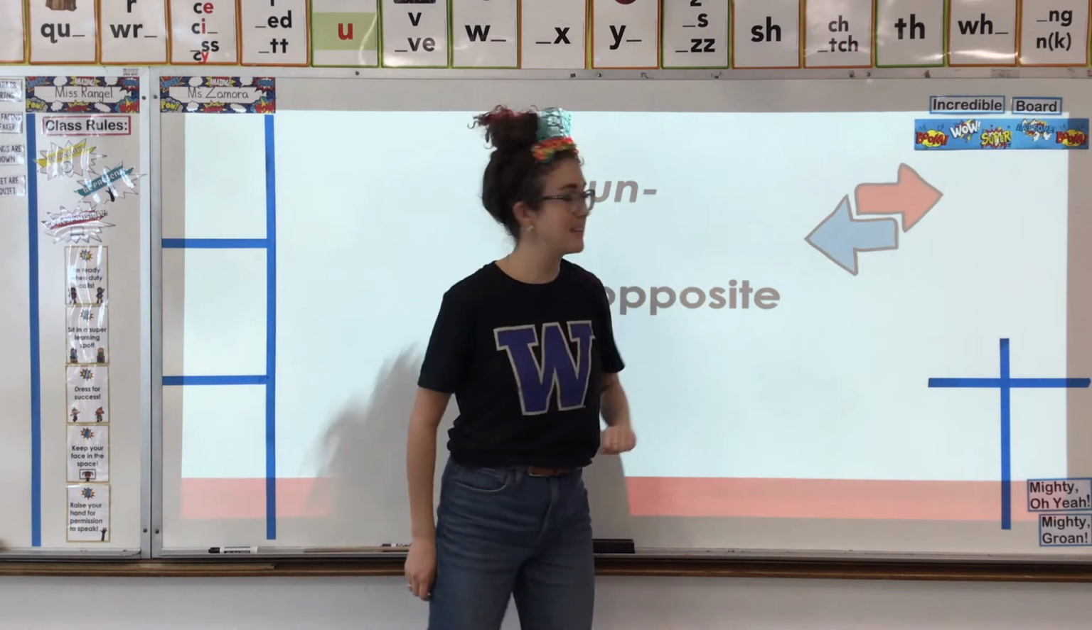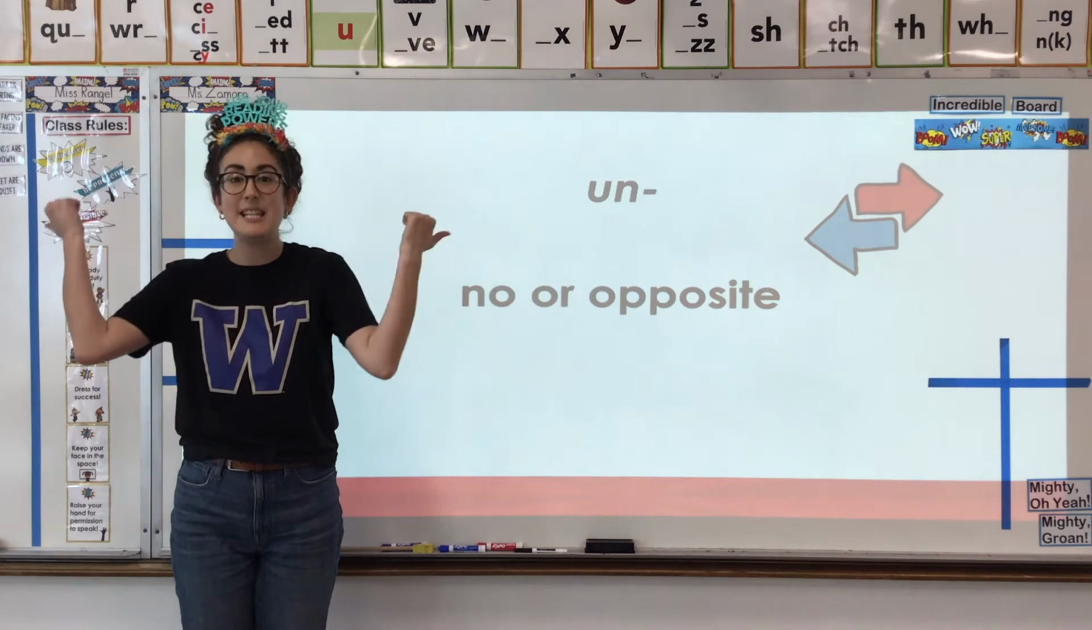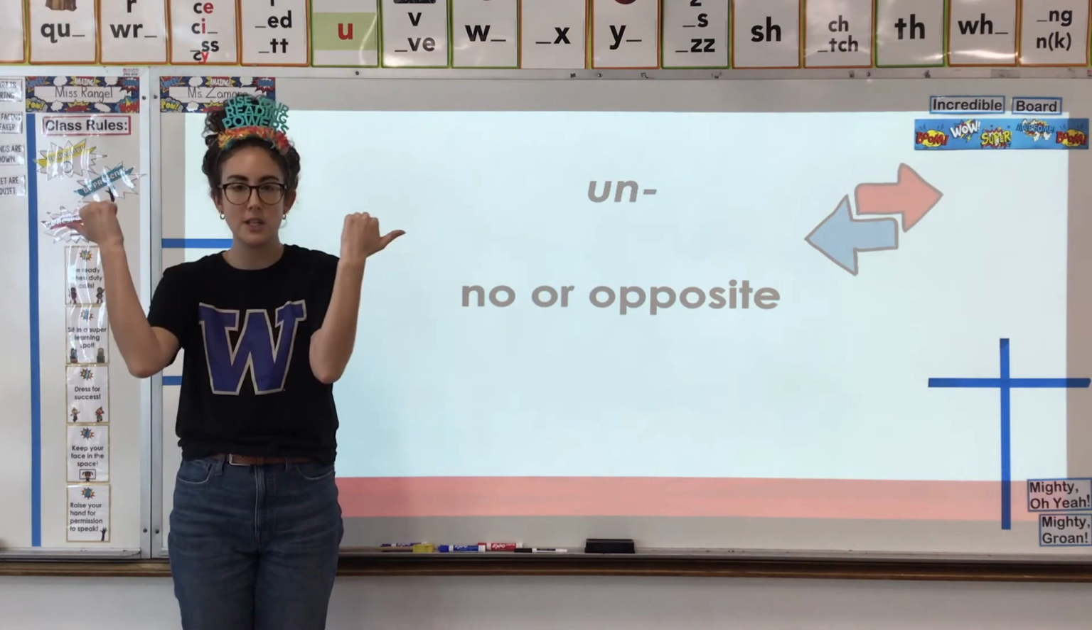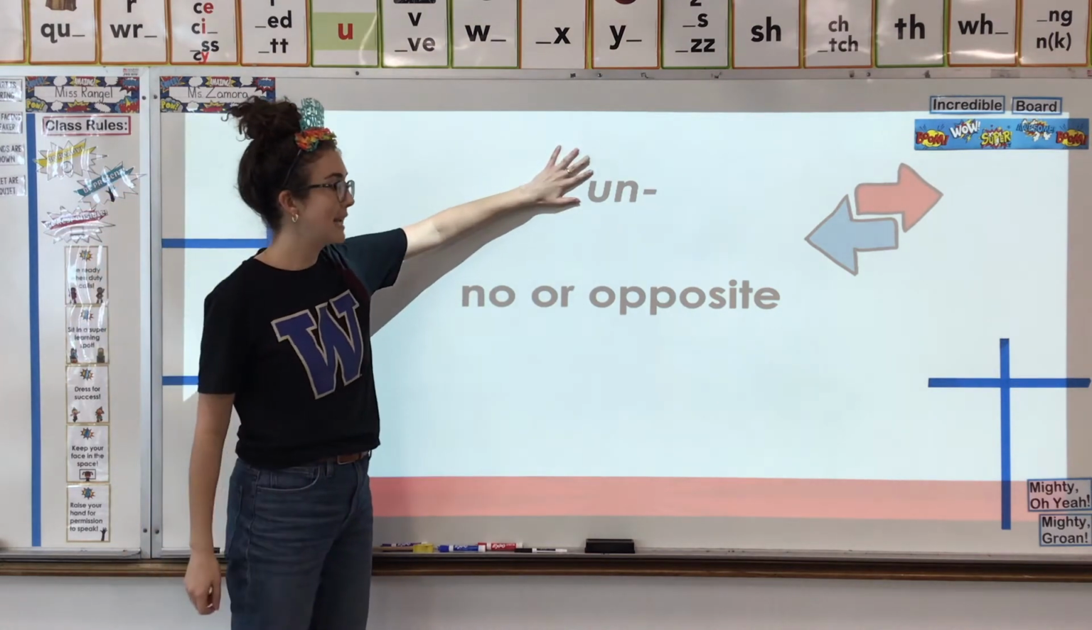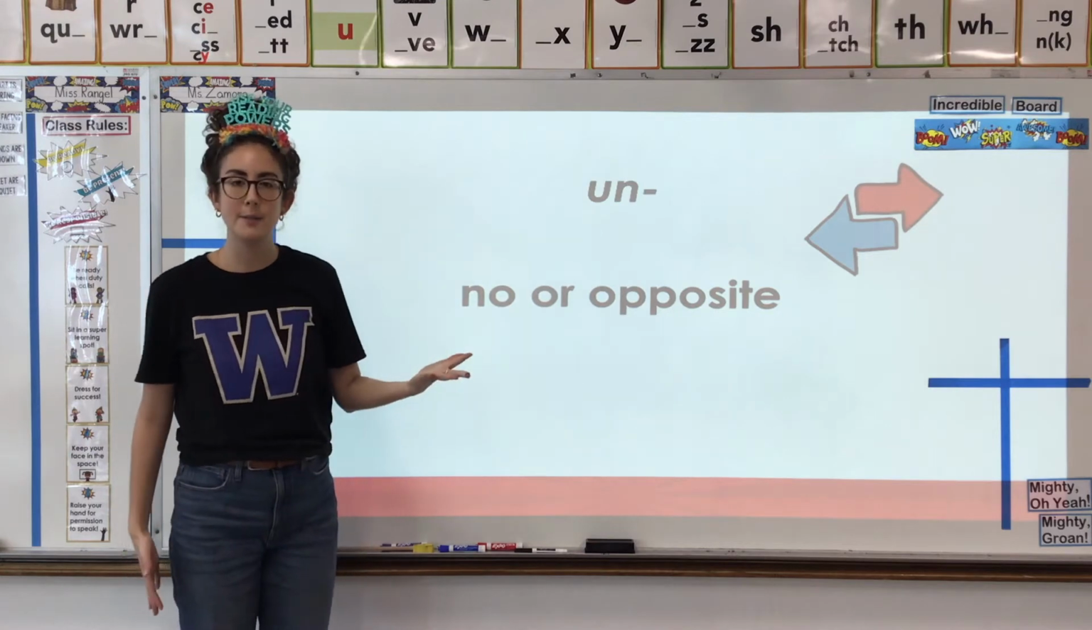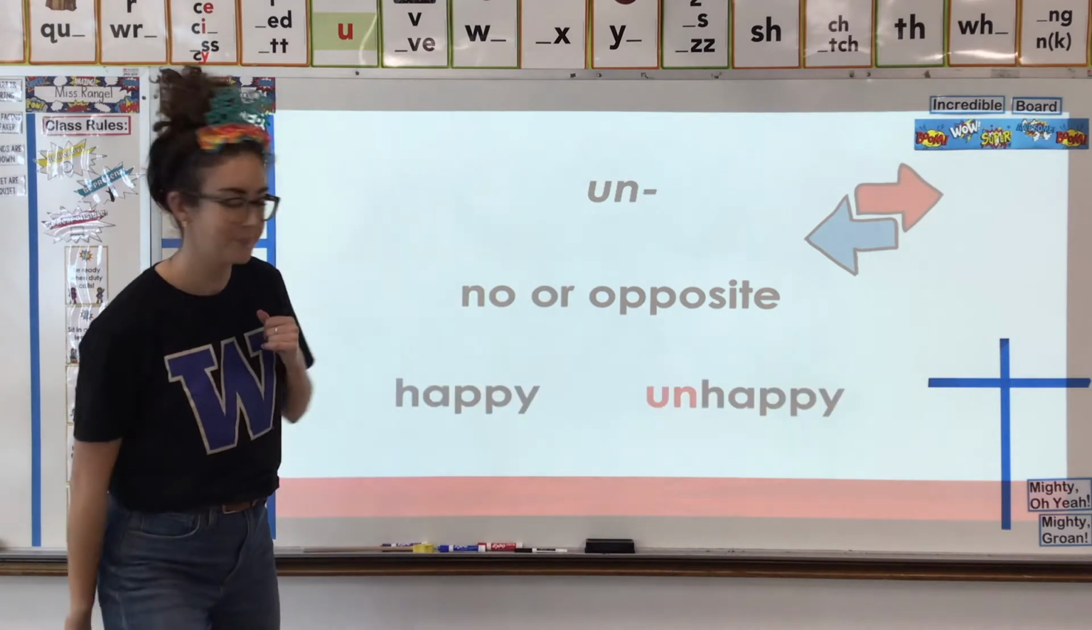And un carries the meaning itself of no or opposite. When we see un at the beginning of a word, we know it means no to that verb, it's not that action, or it's the opposite of the action. And that's why I've got these little arrows. They're going in different opposite directions, which is all related to the meaning of un. Let's look at an example.